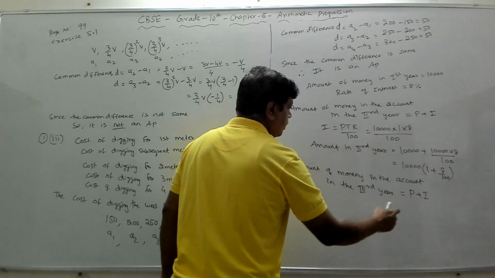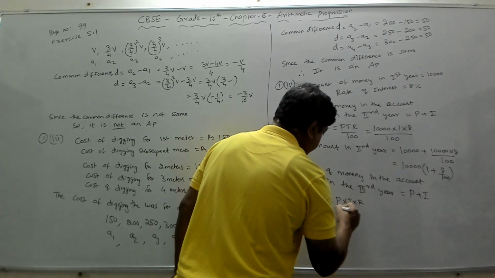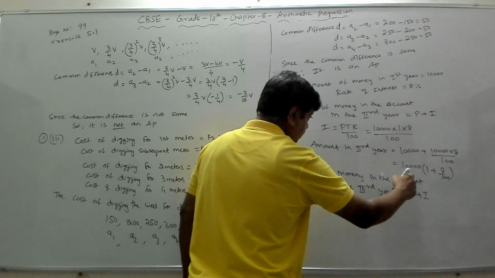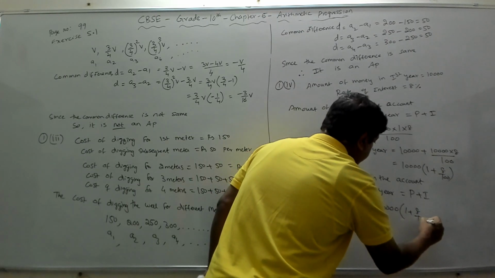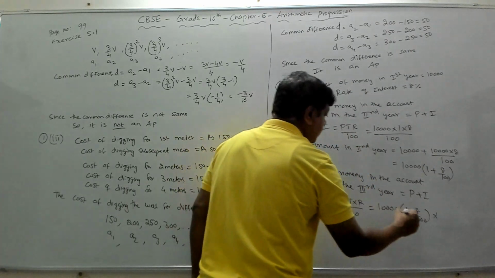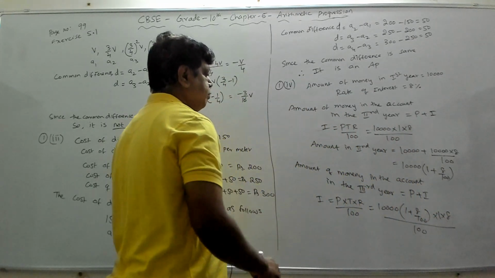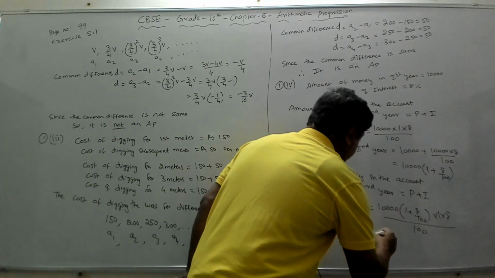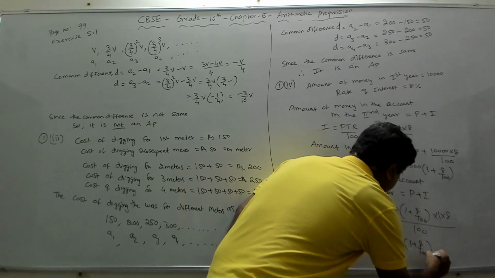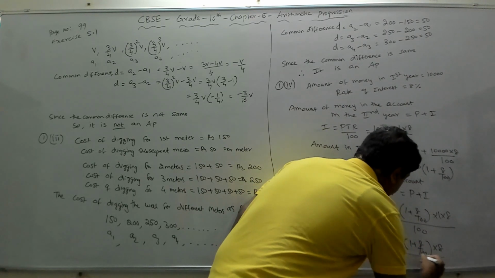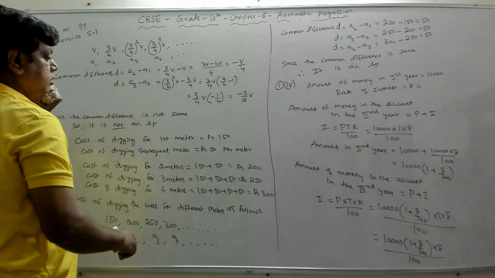Now let's calculate the interest for that. So interest is what? P into T into R by 100. PTR by 100. The principal is this amount. So 10,000 times 1 plus 8 by 100, that is P, into T is 1 year, into rate of interest is 8 by 100. So this is your interest. So this becomes 10,000 into 1 plus 8 by 100 into 8 whole divided by 100.